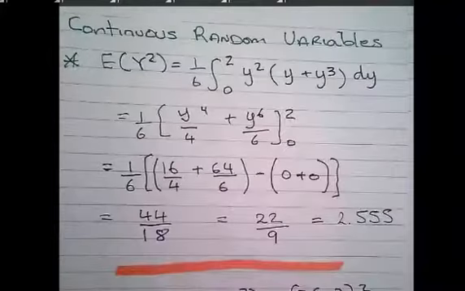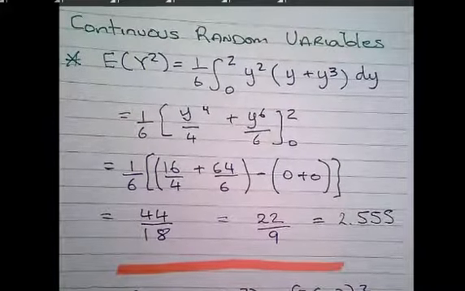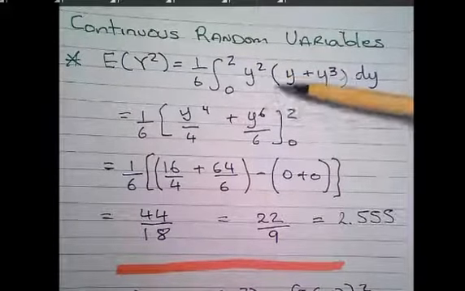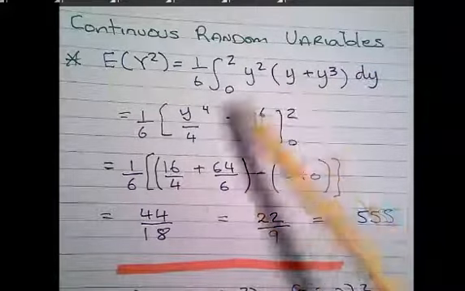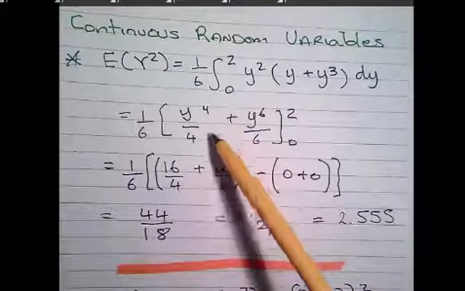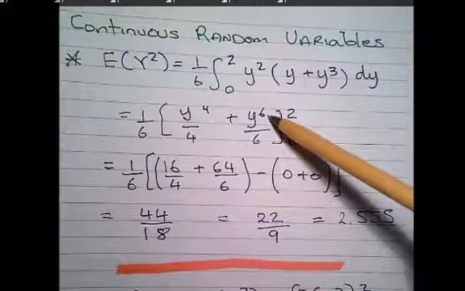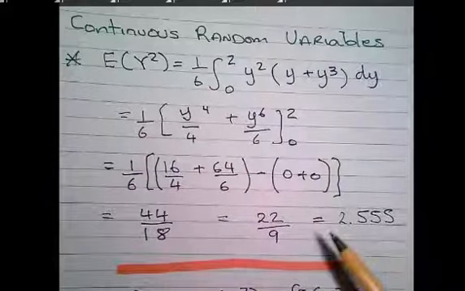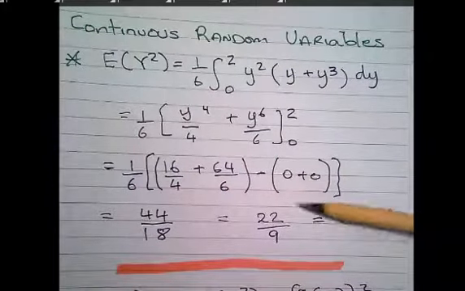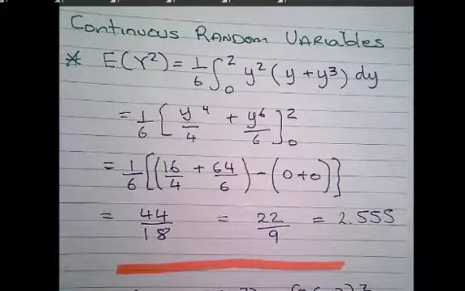So finally, E of y squared equals 1/6 of the integral of y cubed plus y to the power of 5 dy. So y squared times y is y cubed. When we integrate that, we get y to the 4 over 4. Y to the power of 5, integrate that, y to the 6 over 6. It's a definite integral again. What we get is 22 over 9, which is 2.555.